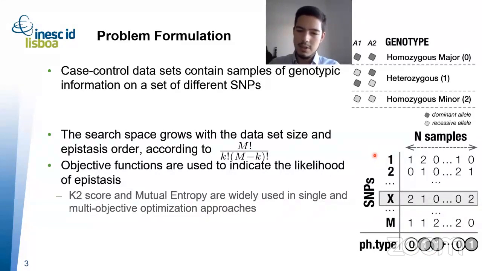When doing exhaustive search, every single combination of different SNPs must be evaluated. Therefore, the search space will grow according to this formula, where M is the number of SNPs and K is the interaction order or epistasis order. For each combination of SNPs, objective functions are used to indicate the likelihood of epistasis happening. These objective functions are based on biological criteria, and two of the most widely used are the K2 score and mutual entropy, which will be used in this work both for single objective optimization, where only one function is being optimized, and multi-objective, with the two functions being used.